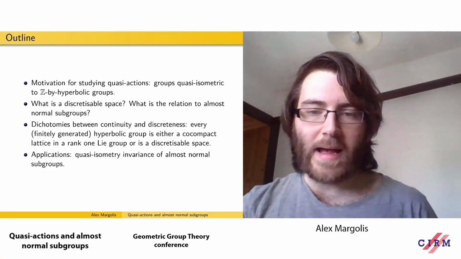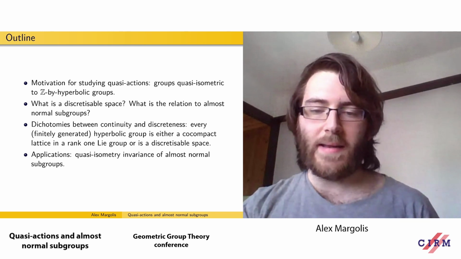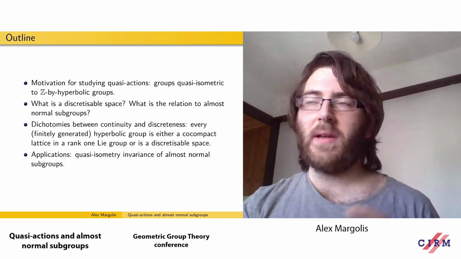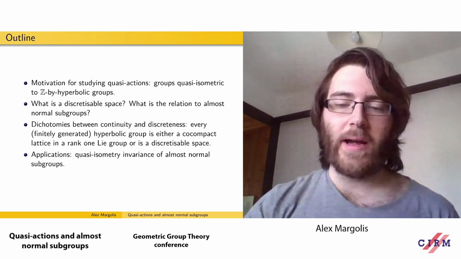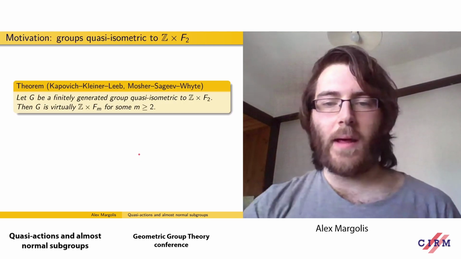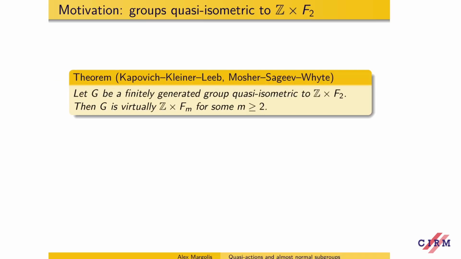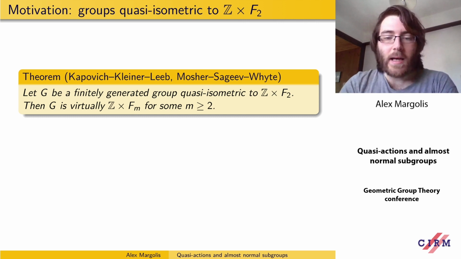And then I'm going to talk about some applications to quasi-isometric rigidity. And in lots of situations, you have normal or almost normal subgroups being preserved by quasi-isometries. So a baby case that I'm going to be talking about is the following. It's the theorem of Kapovich, Kleiner, and Leeb, and Mosher, Sageev, and Whyte, or uses tools that they developed. And it says the following.